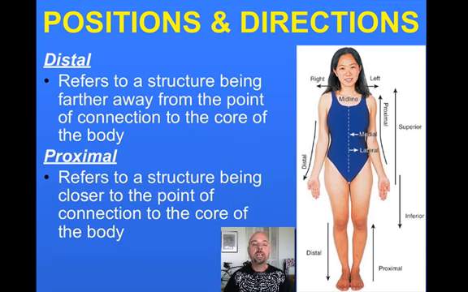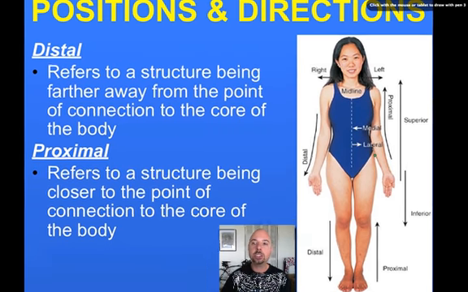Now, when we get to talking about things like the skeletal system, we're going to talk about the axial versus the appendicular skeletal system. The axial skeletal system refers to the skull, the thoracic cavity, and the abdomen, making up really the core of the body, whereas the appendicular skeleton is going to be my arms and my legs. And these terms distal and proximal refer to how close or far away a part is to the connection of the appendicular portion of the body to the core of the body.